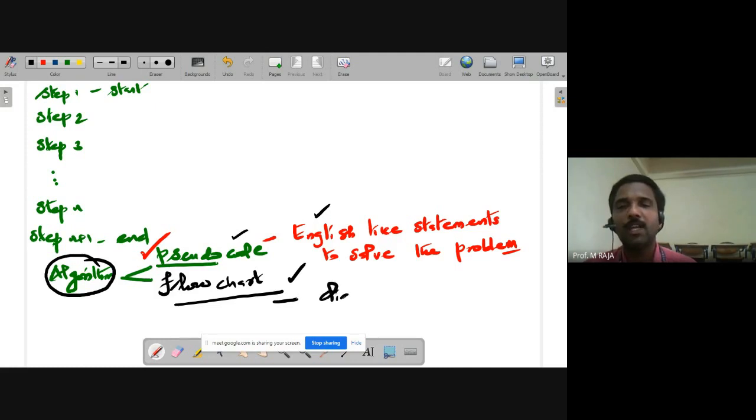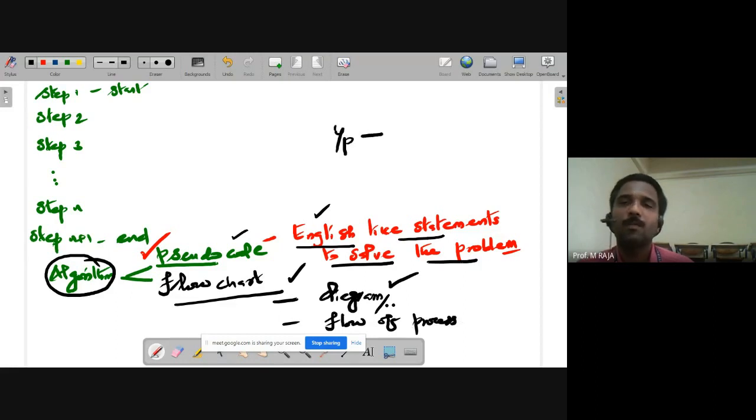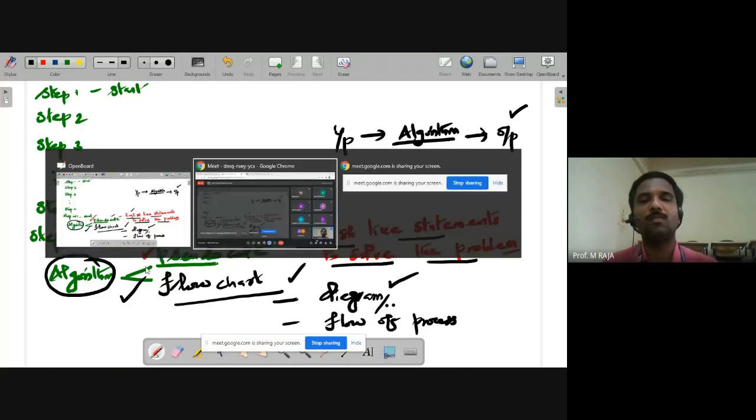This is a diagrammatic representation. With respect to the diagram representation, we can have several symbols in it so that the procedure, whatever we are going to write in the English-like statements, is drawn as the diagrammatic representation. So flowchart shows the flow of processing. However, input is given as the beginning to the algorithm, how the algorithm is producing the equivalent output. This is drawn using a diagrammatic representation called a flowchart.